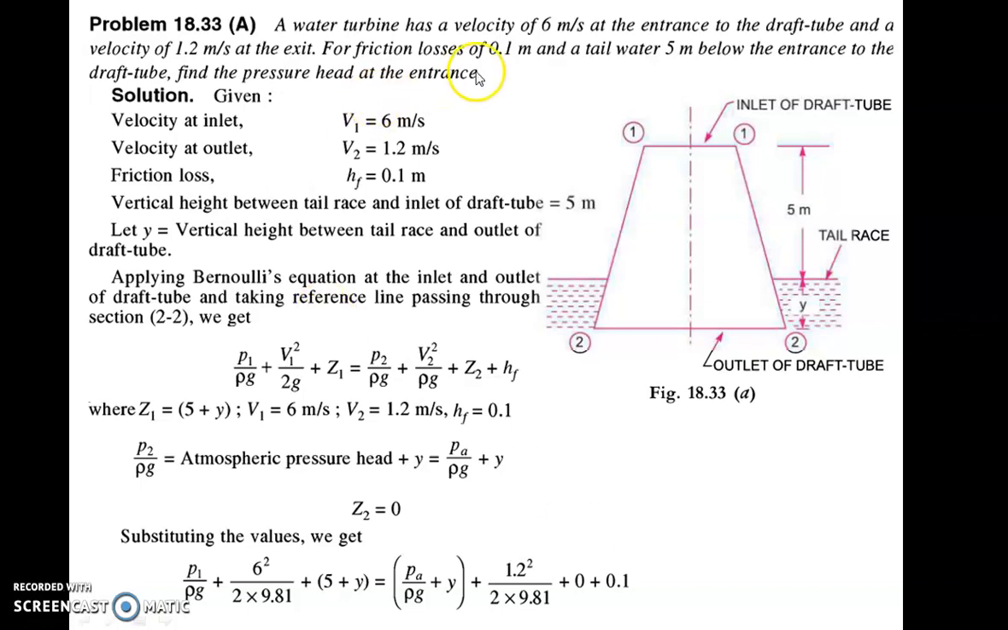For friction loss of 0.1 meter and tail race water 5 meter below the entrance to the draft tube, find the pressure head at the entrance. Okay, so P1 by rho g you have to find. Obviously it should come negative.